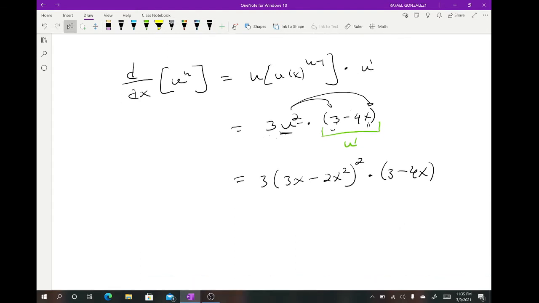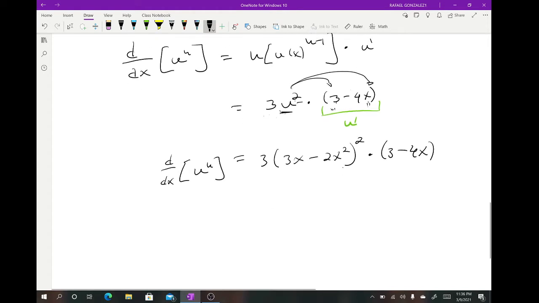We can actually leave the problem like this. I'm not going to simplify, because simplifying this is just a matter now of some basic algebra. You square this, you multiply through. So I trust that you know how to apply some basic algebra at this point in the game. So that is what the derivative of u is.